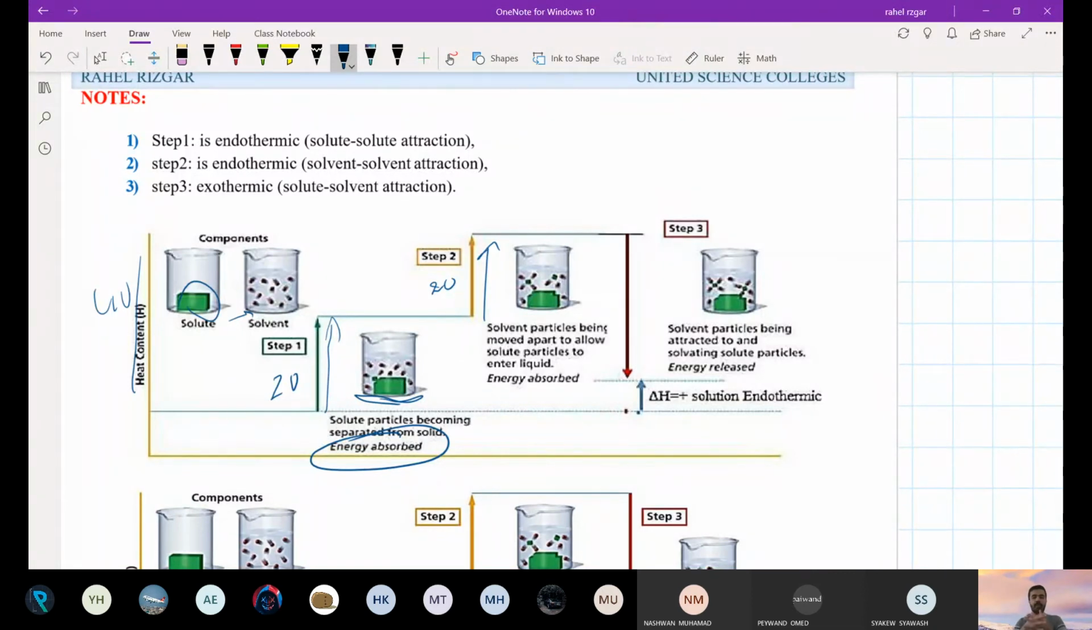But bond formation, when something forms a bond, it doesn't need energy. In step 2, when the bond is formed, it will not absorb energy, it will release energy. All right? It will release energy.